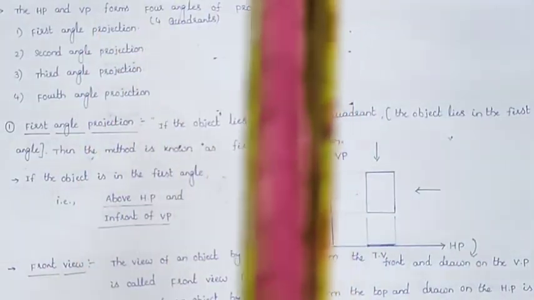The front view can be seen on the vertical plane in this direction, and the top view of the object can be seen from the top direction, on the horizontal plane. In all the projection methods, the horizontal plane is always rotated 90 degrees clockwise. Whenever the horizontal plane rotates 90 degrees clockwise, both the horizontal and vertical planes will be on one line.